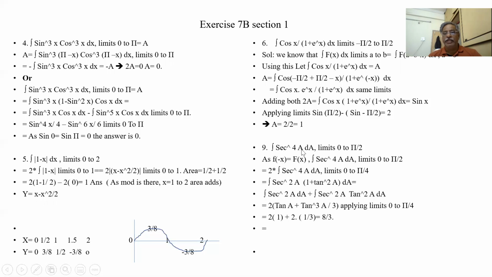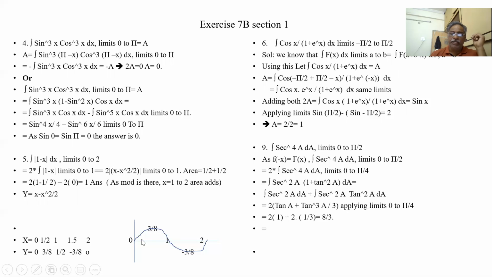Integral secant to the power of 4 a da, limits 0 to pi by 2, is I. Secant to the power of 4, that means it is an even function. So I can put it as 2 into 0 to pi by 4. Secant to the power of 4 can be written as secant square into secant square. Secant square is 1 plus tan square. So when I integrate, secant square a is tan a, and tan square a into secant square a is tan cubed a by 3. So tan a plus tan cubed a by 3. When I substitute 0 to pi by 4, I am getting 8 by 3 as the answer.